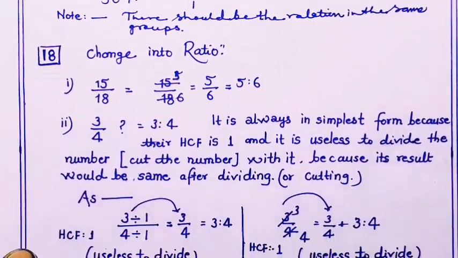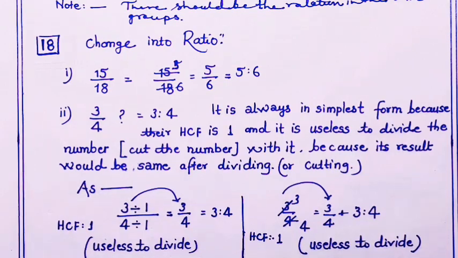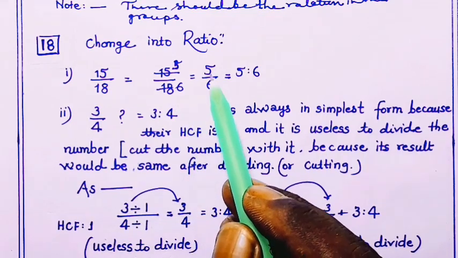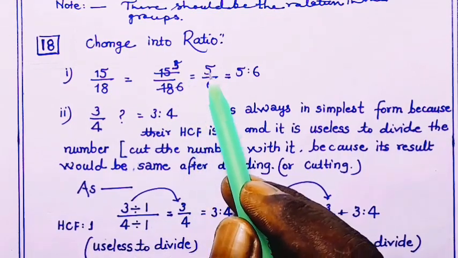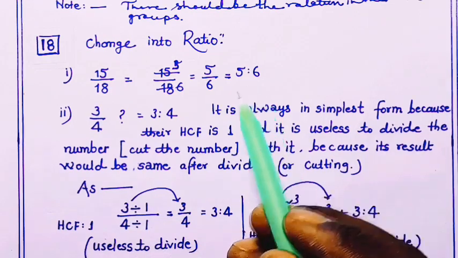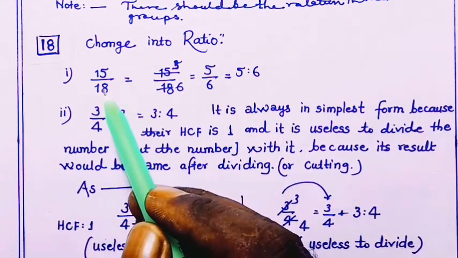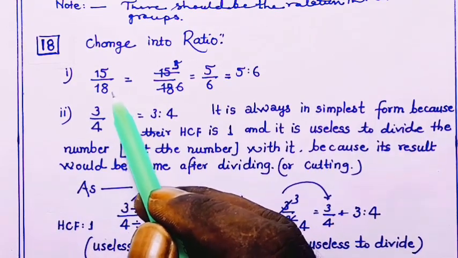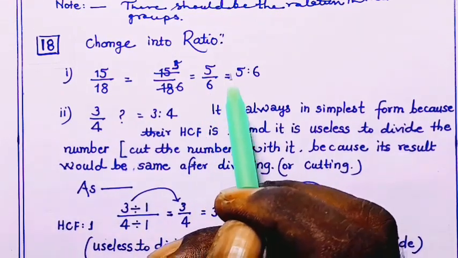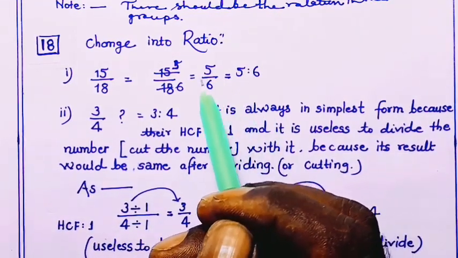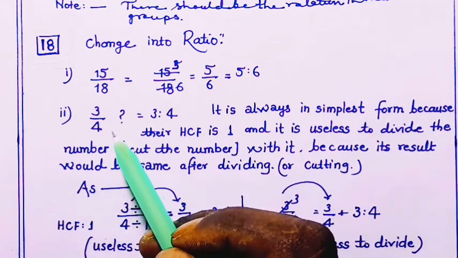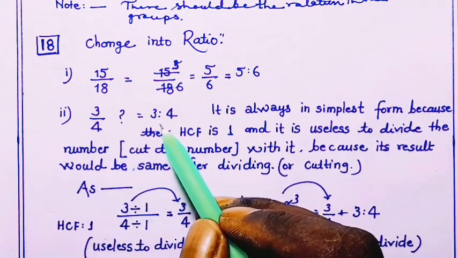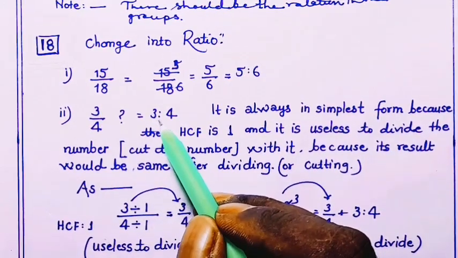Number 18. Change into ratio. 15 by 18. New number 5 by 6. 5 to 6. 15 by 18 can be changed into the simplest form, 5 to 6. But this number 3 by 4, it cannot be changed into the simplest form. So it will be written 3 to 4.